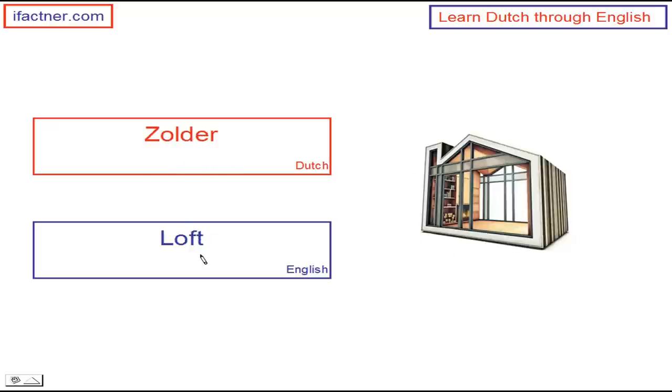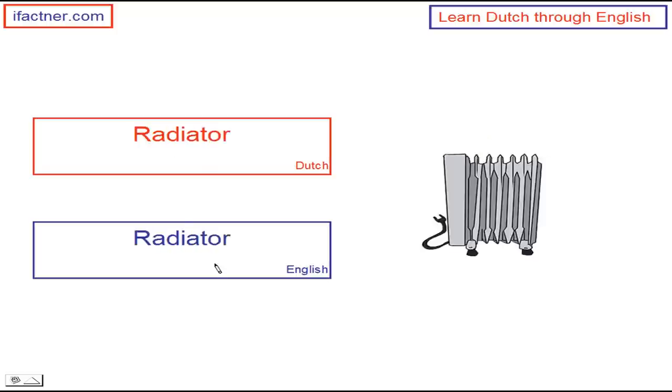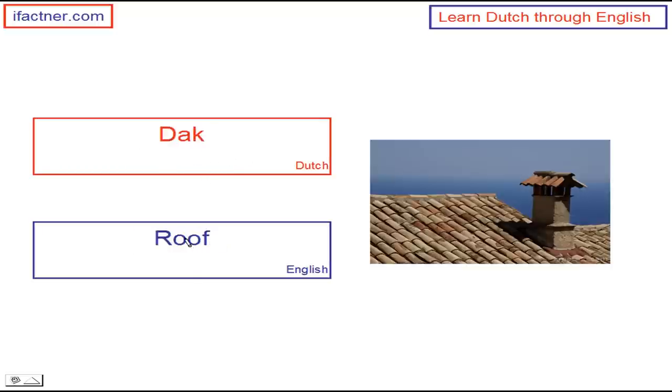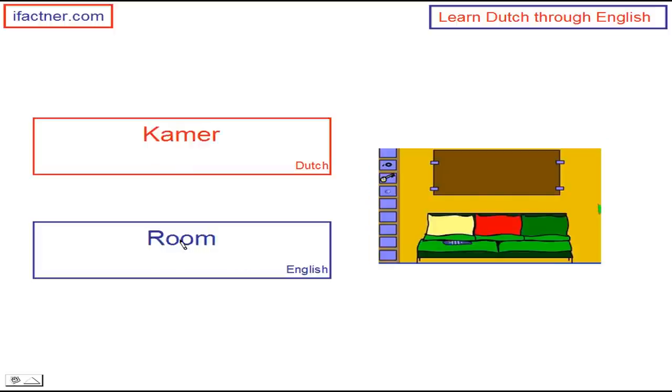Loft is zolder, Z-O-L-D-E-R, zolder. Radiator is radiator, r-a-d-i-a-t-o-r, radiator. Roof is dak, d-a-k, dak. Room is kamar.